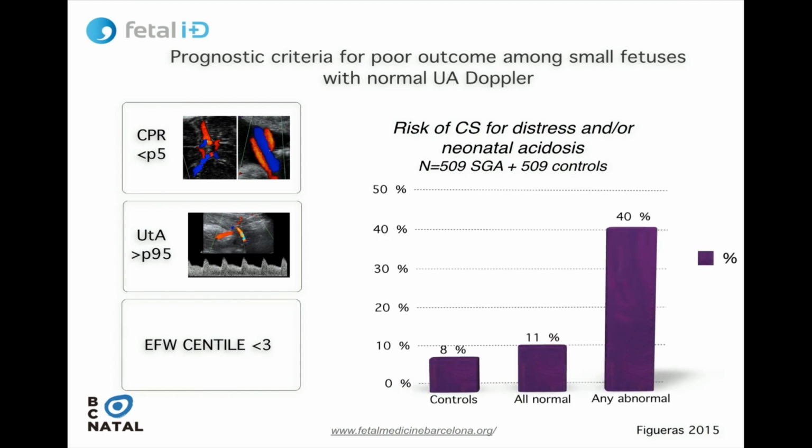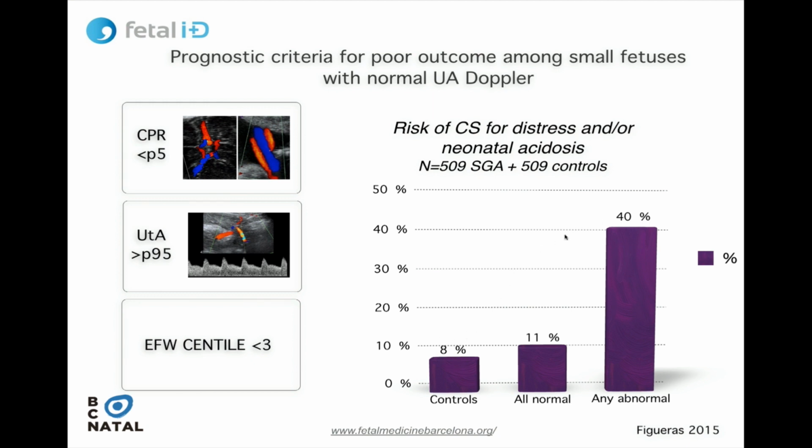This is one study that we published about 3 years ago now, where we showed that this is 500 fetuses that were detected to be small. They all had normal umbilical artery by definition, as we said, and then these are controls that were undergoing induction of delivery. And this is the rate of adverse outcome that we defined as a cesarean section for fetal distress or neonatal acidosis. There was in controls, normally grown fetuses undergoing induction for other reasons, 8%.